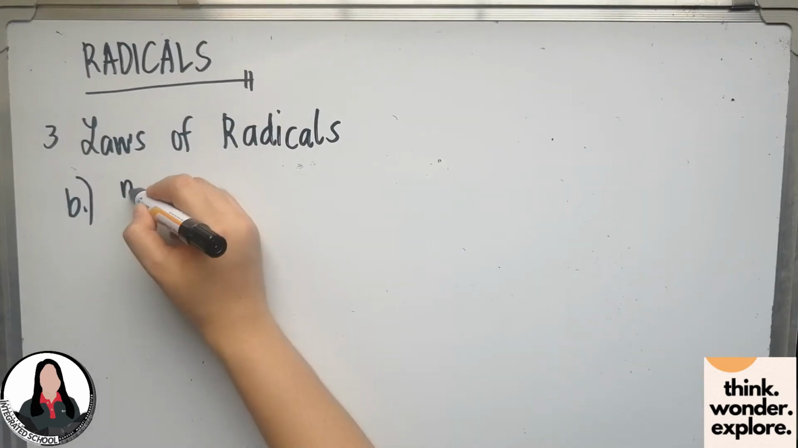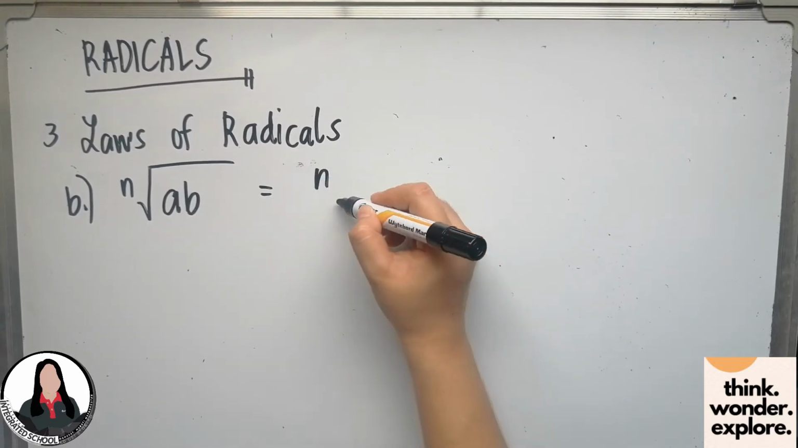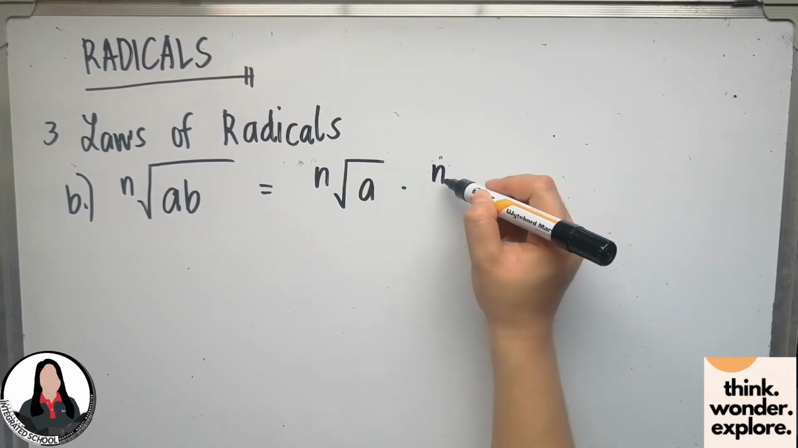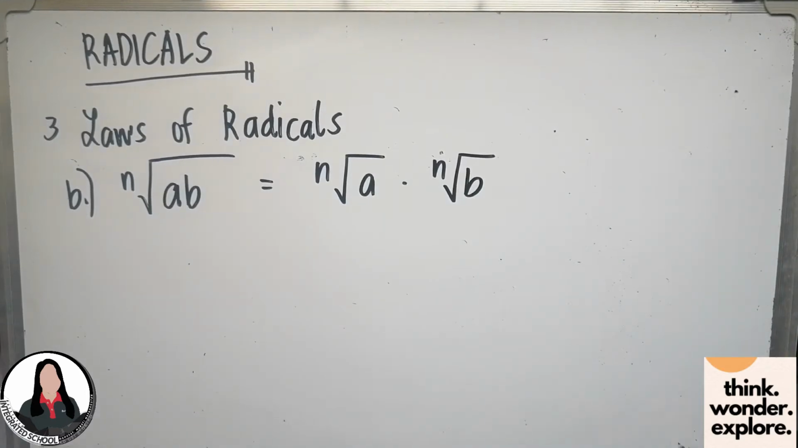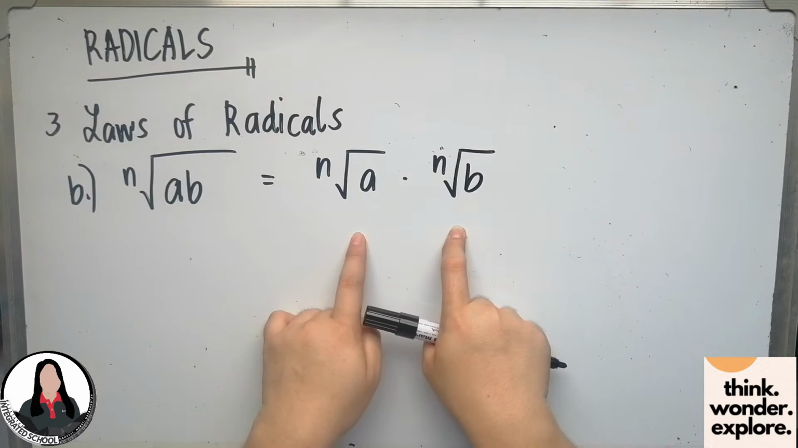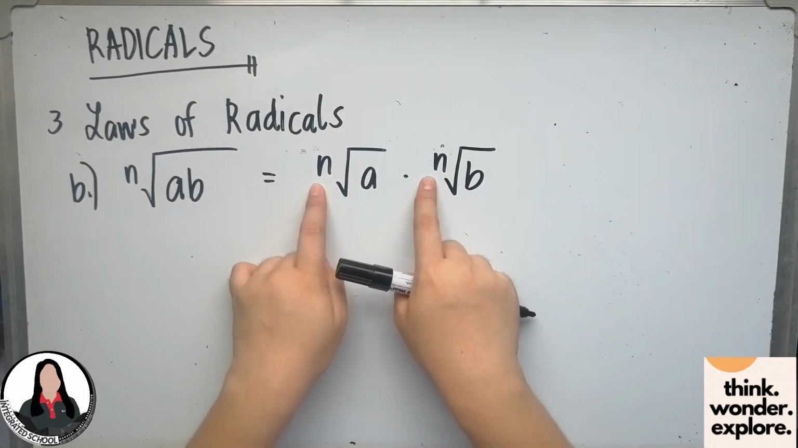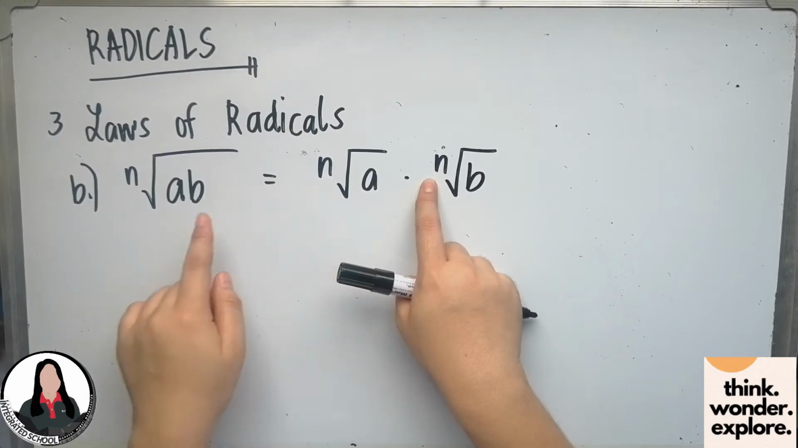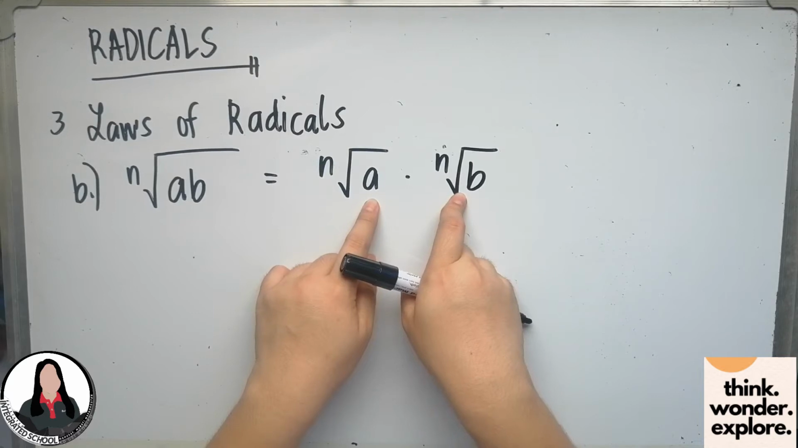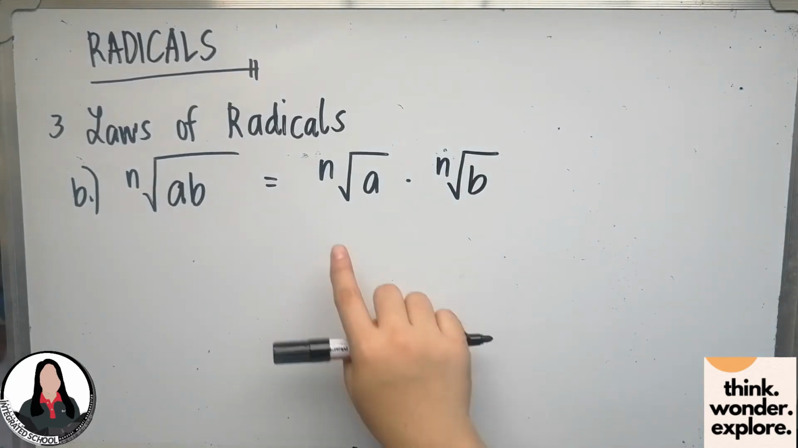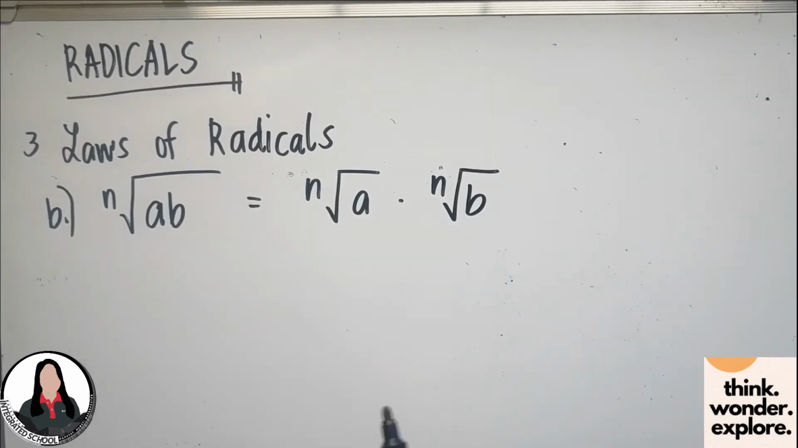According to the second law, nth root of AB is equivalent to the nth root of A times the nth root of B. Okay? So, ibig sabihin lamang, kapag ang dalawang expression or radical expression ay may parehas na index, we can rewrite this as one radical expression kapag pinag-multiply ang ating radicands. Okay? Again, kapag parehas ang index, pwede lang natin siyang gamitin.